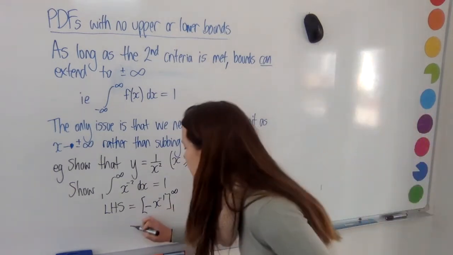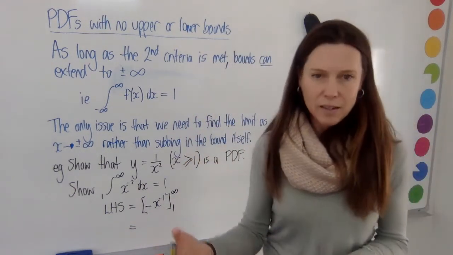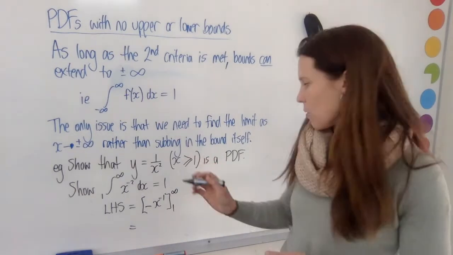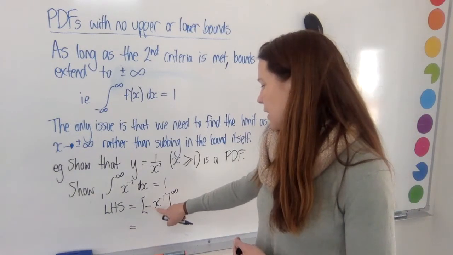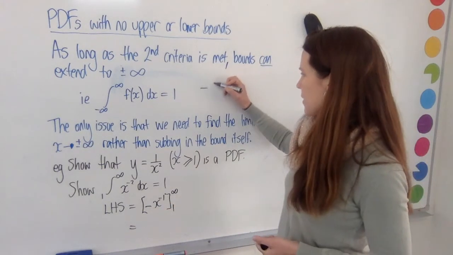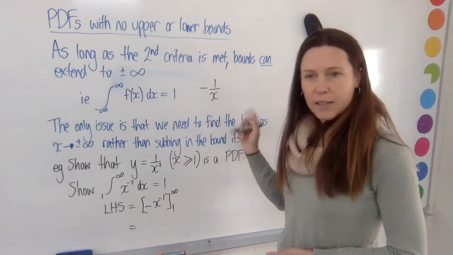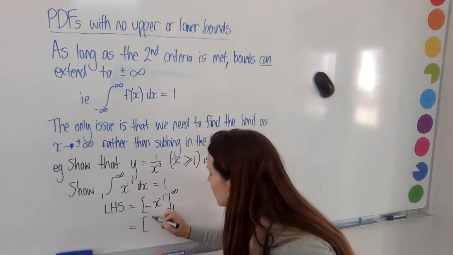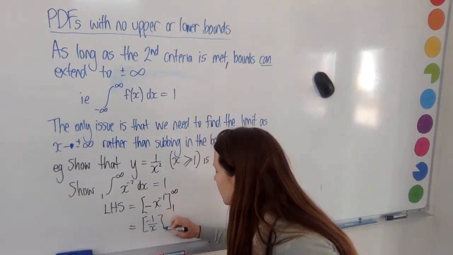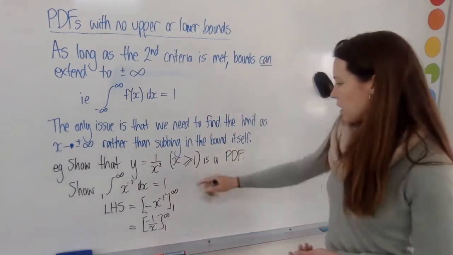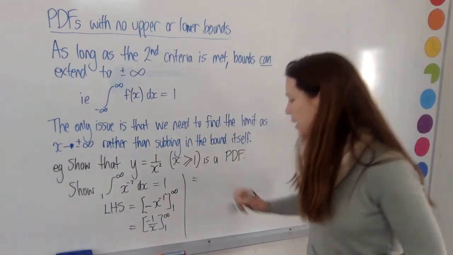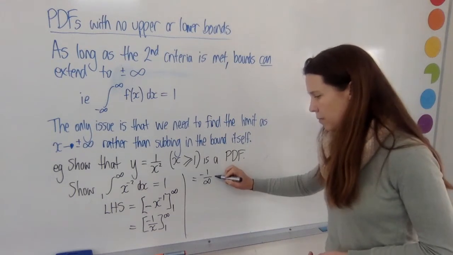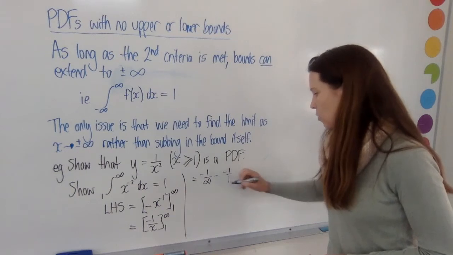All right, next step, I sub those bounds in, or I take the limit as x approaches those bounds. Now I'm going to start by just subbing the bounds in so you can see what you get here. If we've got minus x to the power of minus 1, don't forget that's the same thing as this. And if that's a little bit easier for you at this stage, feel free to change your notation so that it looks like that. I'm going to continue on over here. All right, now that is equal to negative 1 over infinity minus negative 1 over 1.